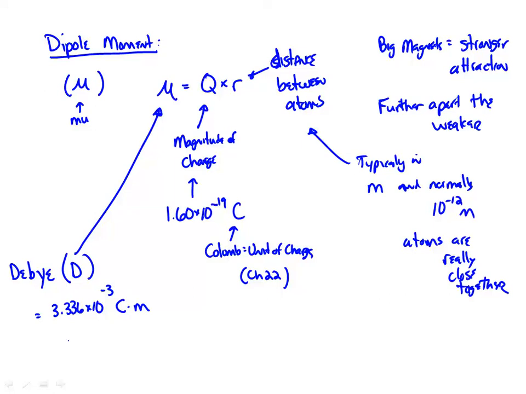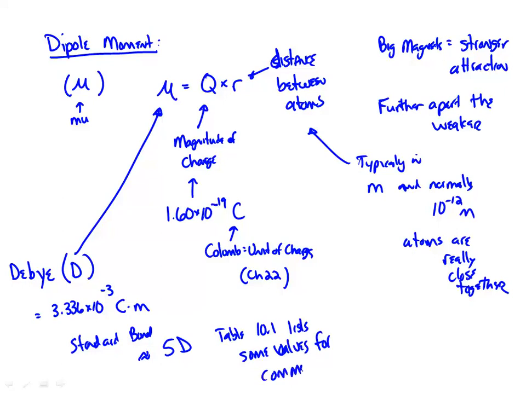And so what this means is that for a standard bond, we get an approximate value of about 5 Debye. And your book, table 10.1, lists some values for common molecules. So you can take a look at that list and get a little bit of a feel for the size of dipoles.